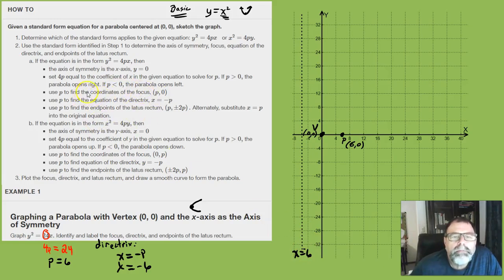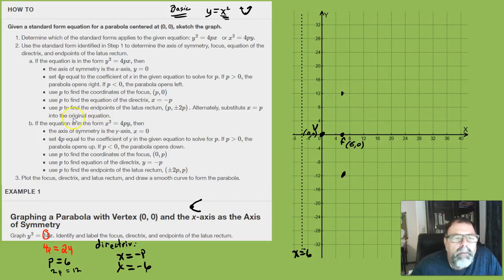Where are we here? Use p to find the endpoints of the latus rectum. So it's going to be the focus plus or minus 2p. So we go here to the focus. And from the focus, I labeled that wrong. It's not p, it's my focus. It's f. Okay, so I go to the focus and I go p and then 2p. So if p is 6, 2p is 12. So I go 12 minus 12.